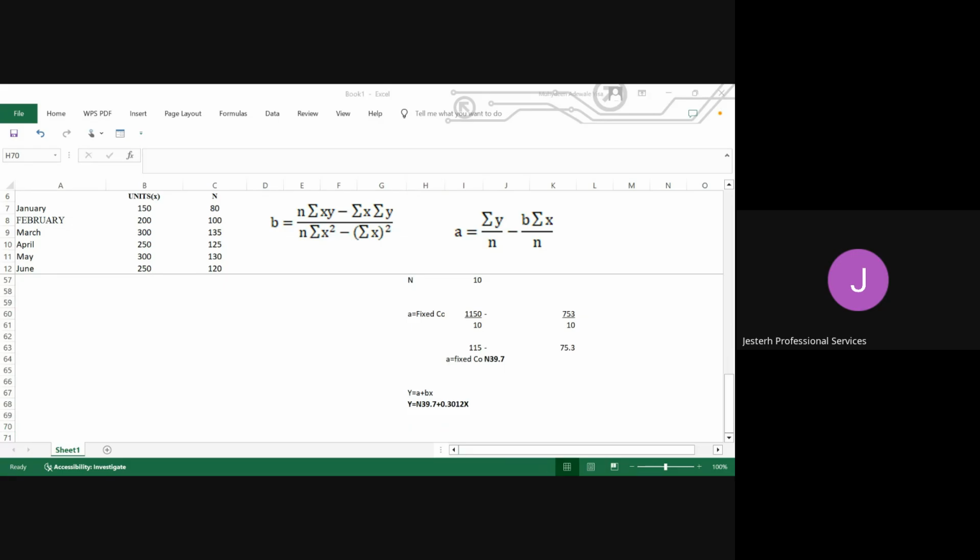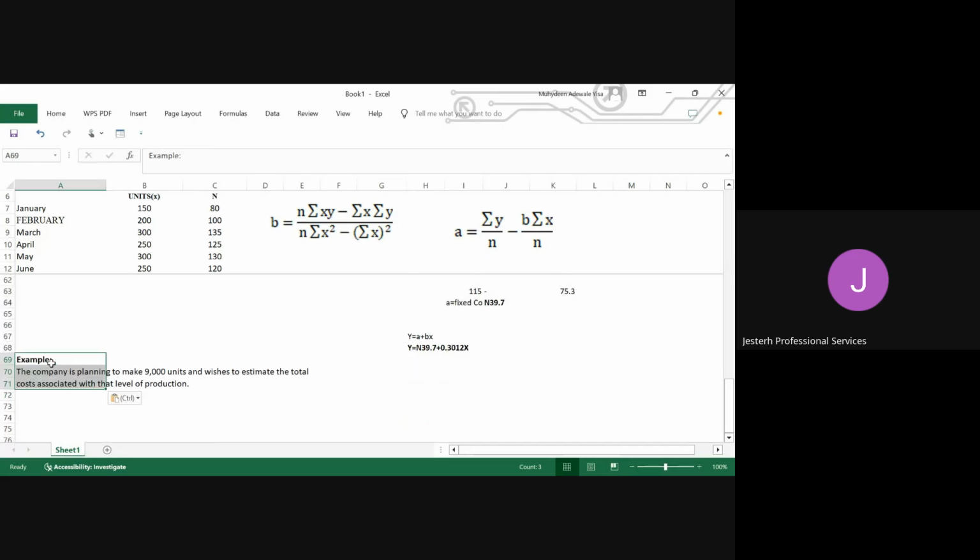Then let me share my screen. Okay. Let's assume they want to use this cost function that we just prepared to make a forecast. Let me bring a very simple example here, and also demonstrate how we can use it to forecast a cost function.